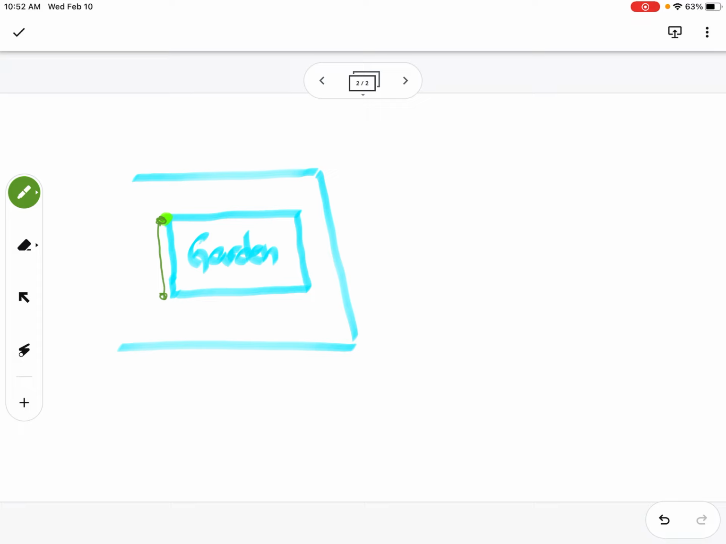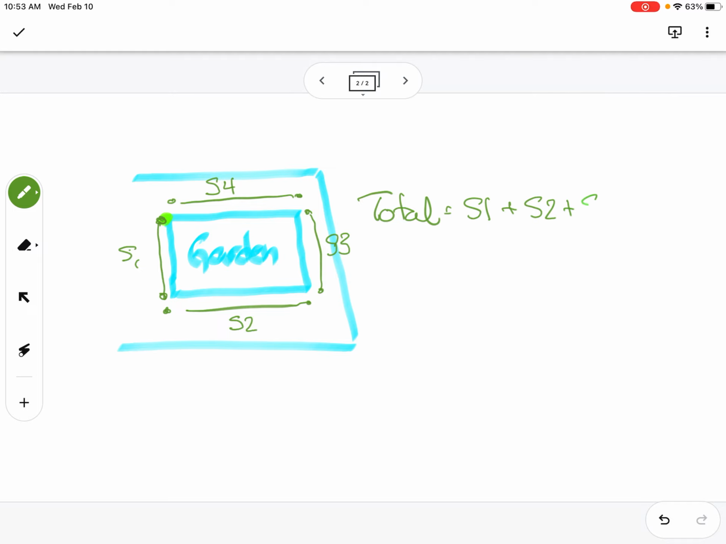So I'm going to call that side 1. Then I'm going to measure the distance from here to here. I'm going to call that side 2. Then the distance from here to here, I'm going to call that side 3. And then the distance from here to here, I'm going to call that side 4. And then before I go to the hardware store to buy the fence, to find the total amount of fence I need, I'm going to say that the total amount of fence that I need is going to be whatever side 1 was, plus the length of side 2, plus the length of side 3, plus the length of side 4.